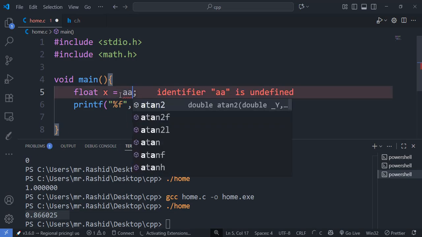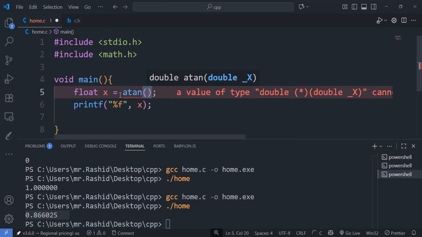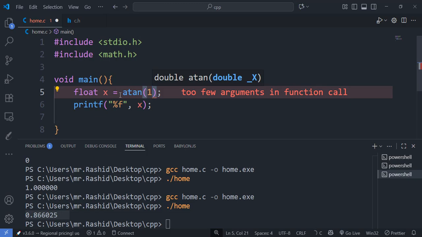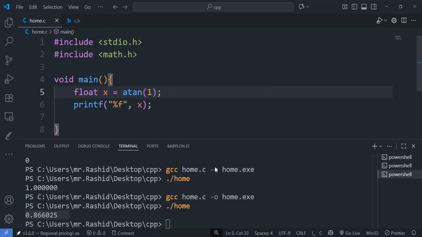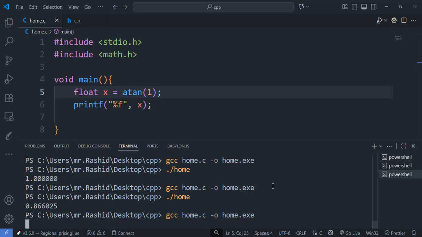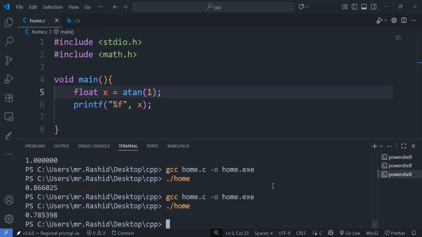For example, let us use atan, and provide in 1, which is the same as pi over 4. So if we save and then compile, it is going to give us, I think, 0.7 something. Yeah, we get 0.78 something like that, because pi over 4 is equal to that. So let us now take a look at exponential and logarithmic functions.